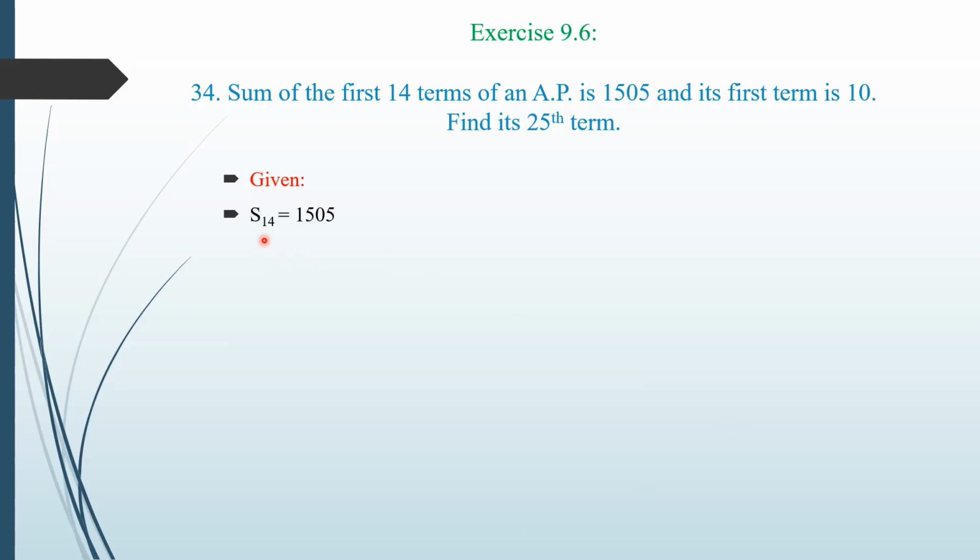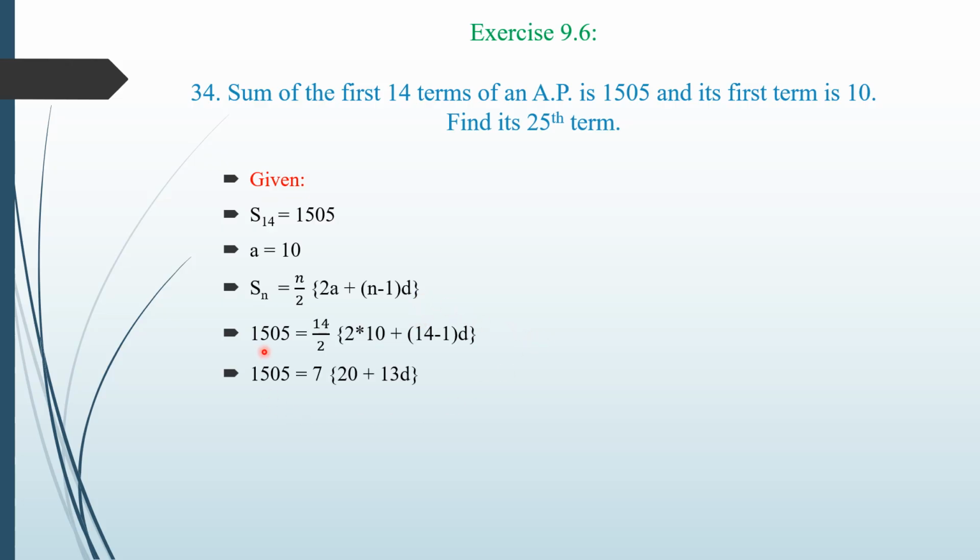First, the sum of the first 14 terms is given to us, that is S14, which is equal to 1505. And we are also given the first term, that is a equal to 10. Using this formula, Sn equal to n by 2 into 2a plus (n minus 1) into d, I'll substitute all the available values here. In place of Sn, I'll substitute 1505, which is equal to 14 by 2. Inside the bracket, 2 into, in place of a I'll substitute 10 because we know the value of a here, plus (n minus 1). In place of n I'll substitute 14. In place of d I'll keep it as it is.